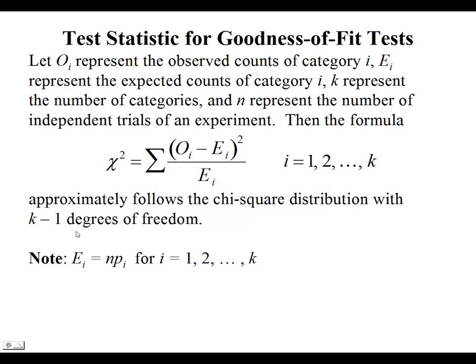Now, the degrees of freedom for the chi-squared distribution is k minus 1. So when we use a chart for that, we're going to look at the degrees of freedom as k minus 1, much like n minus 1 for dealing with the t distribution. But k in this case is the number of categories, not the number of data points.